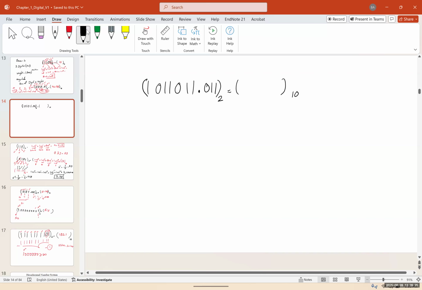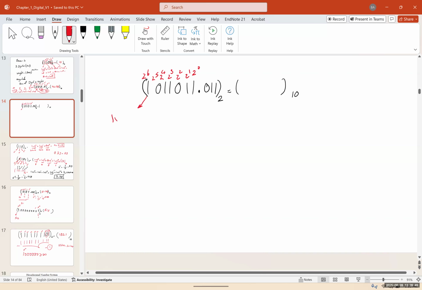Has anyone solved it? 91? Okay. Good, perfect. So this is 2 to the power of 0, 2 to the power of 1, 2 to the power of 2, 2 to the power of 3, 2 to the power of 4, 2 to the power of 5, and 2 to the power of 6.